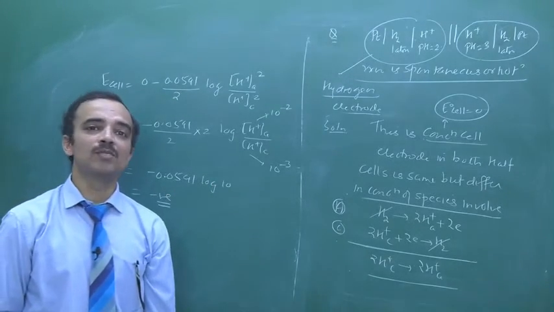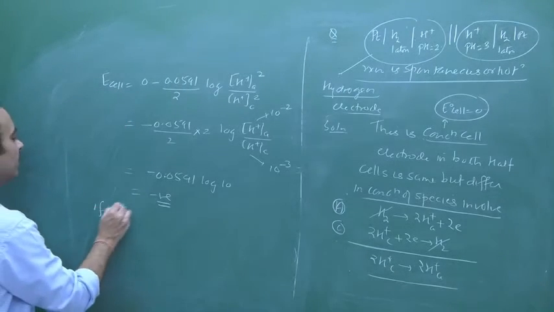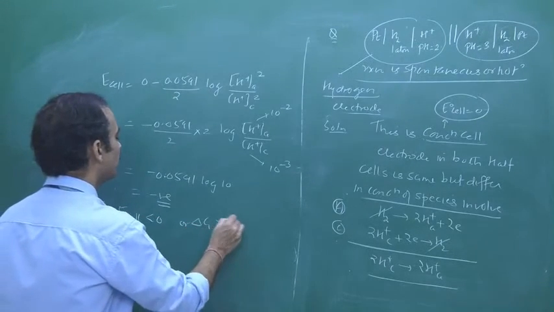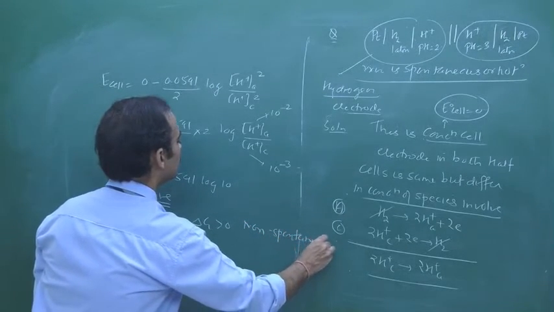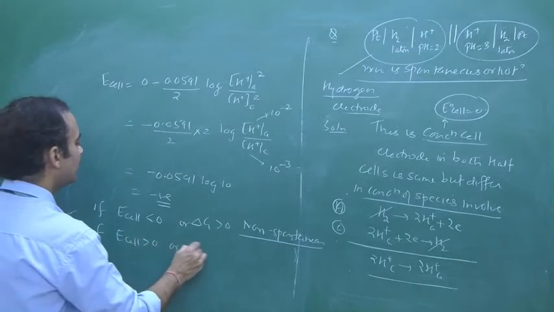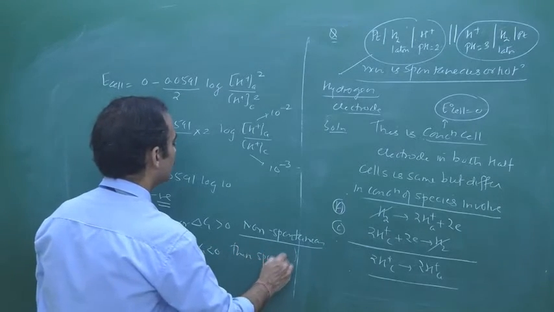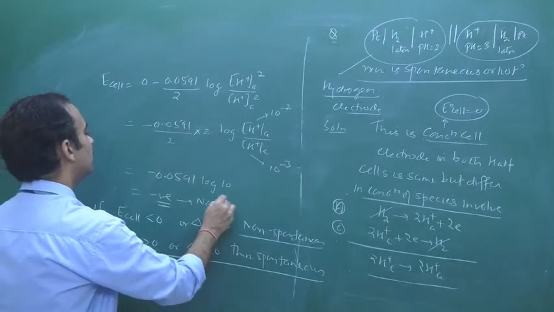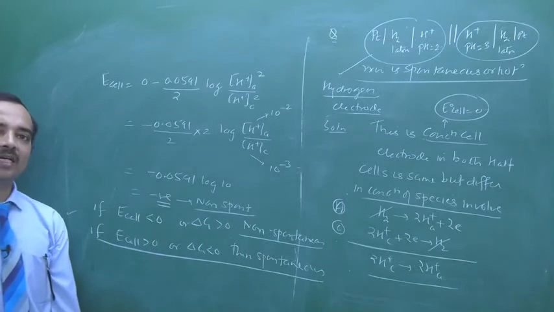Beta, if E cell comes out to be negative, then we can say the reaction is non-spontaneous. If E cell is negative or delta G is positive, then the reaction is non-spontaneous. If E cell is positive, or delta G is negative, then spontaneous. So beta, this is non-spontaneous. Is it clear?